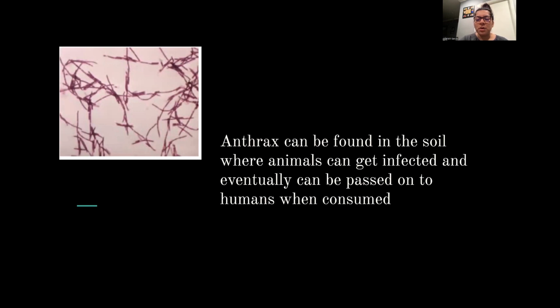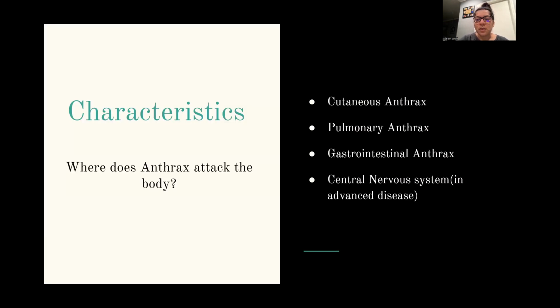And what I mean by animals, I refer to livestock. And when these animals are infected, eventually the disease can be passed on to humans when consumed. There's three main different types of anthrax. The main one, or the most common one, is cutaneous anthrax.